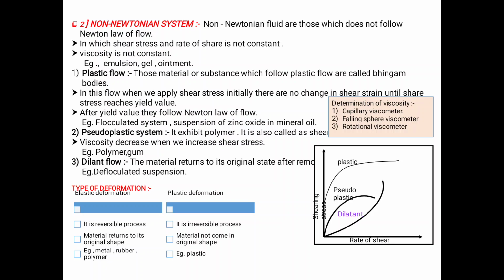Next point we'll discuss is elastic deformation and plastic deformation. Elastic means that after removing the force, they come back to the original place, but in plastic deformation, they cannot be changed back. Elastic deformation is a reversible process. The material returns to its original shape. Examples: metal, rubber, and polymer. But plastic deformation is an irreversible process; the material cannot come back to its original shape. Example: plastic.